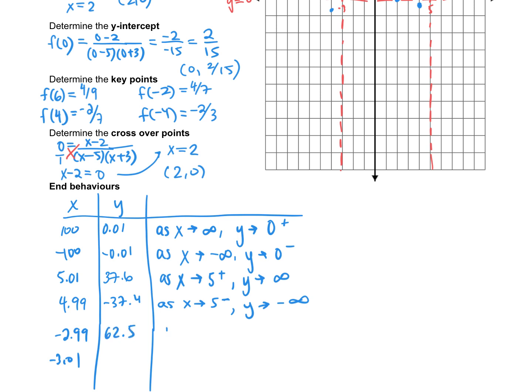62.5. So as x approaches negative 3 from the right, y is going up to infinity. And when I punch in 3.01, my calculator spits out negative 62.5, which means as x approaches negative 3 from the left, y approaches negative infinity. And we can take this and finish off our graph.